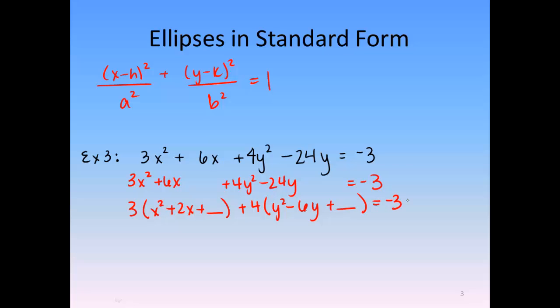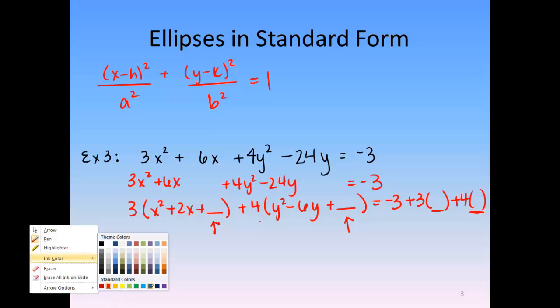And on the left-hand side, I need to add 2 blanks. However, because this quantity inside of this parentheses is being multiplied by 3, I'm going to add 3 times a quantity. And then right here, I've got this blank, but this one's being multiplied by the 4 because it's in that set of parentheses. I'm going to have 4 times a quantity. Now let's go ahead and fill this in.